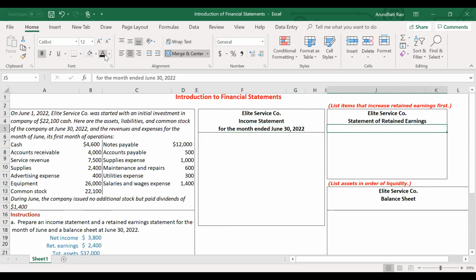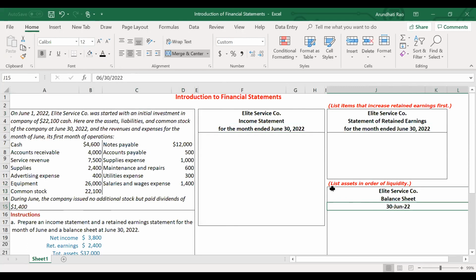Same thing for statement of retained earnings. It's for the month ended June 30th, 2022. The balance sheet is a report card as of a particular date. So here we're just interested in, for example, your final GPA. I just need that cumulative number, and that's what the balance sheet is giving me over here. It's giving me the final numbers that I want in the company's accounts.